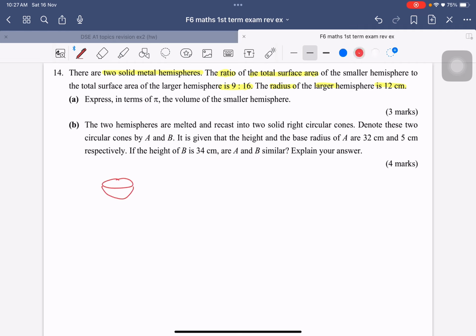This is the first hemisphere, this is the second hemisphere, and the radius for the small one, I don't know it, so I give it a small r, and the big one is going to be 12. So now we're going to try to find out what is the volume of the small hemisphere.